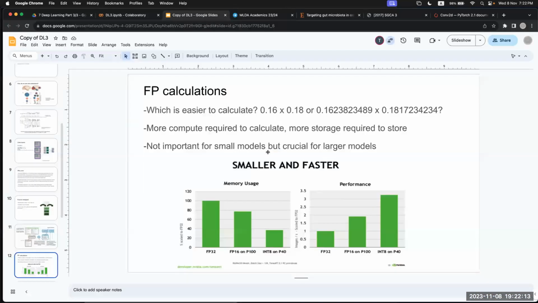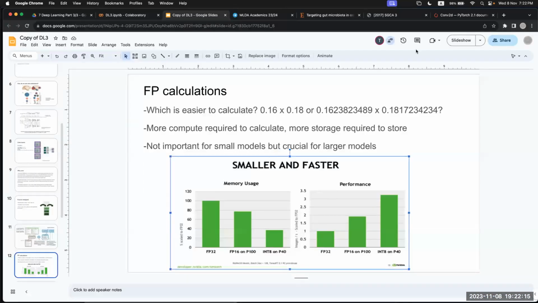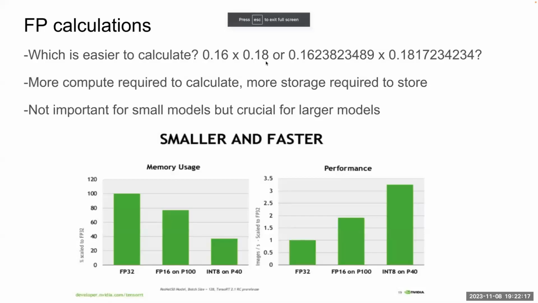You notice that more precise numbers, such as 0.1623 blah blah blah times 0.18 blah blah blah, are much harder to calculate than just 0.16 times 0.18. So what people have realized is that you can just make the numbers less precise. This results in faster models and less storage required to store the models.